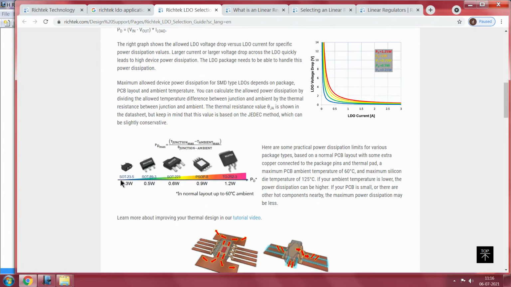The packages are SOT235 to TO252-3. You can see that for the same input output conditions that you are looking for, different packages will support different power dissipations. Okay, it can withstand that power dissipation.